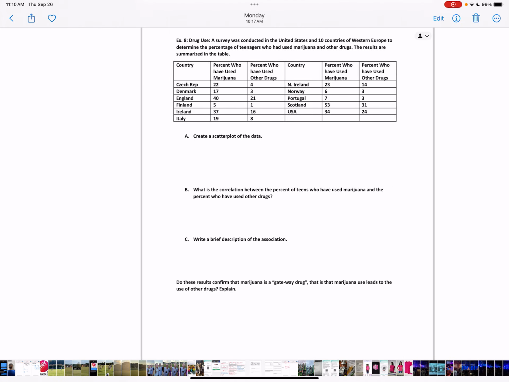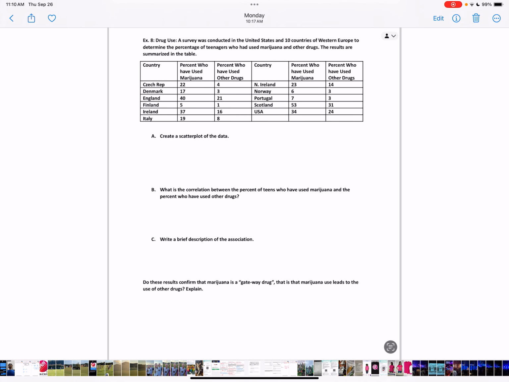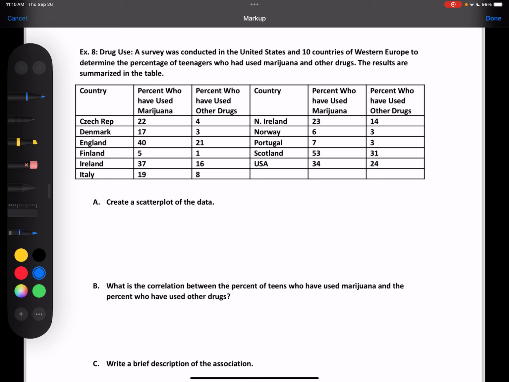All right, our next one is drug use. Told you, it's a common topic in here. A survey was conducted in the United States and 10 countries of Western Europe to determine the percentage of teenagers who had used marijuana and other drugs. The results are summarized in the table. So we have the different countries listed there, the percent who have used marijuana, and then those that have used other drugs.